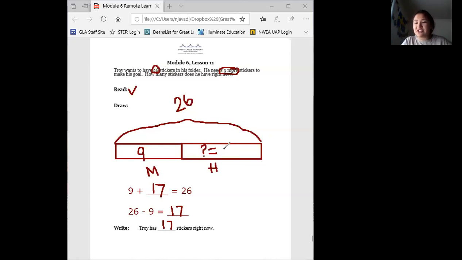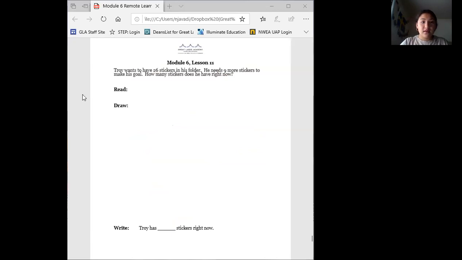Oh my goodness, silly Miss Javadi. She almost forgot to write it in her tape diagram. Nice job, scholars. Let's go on to the next page.